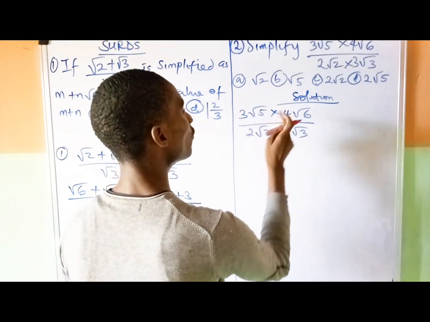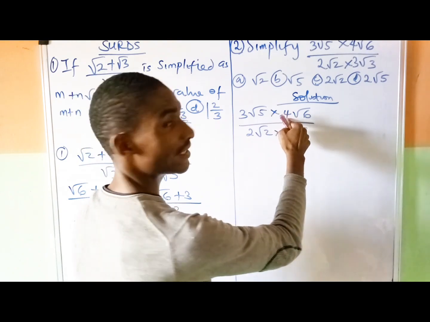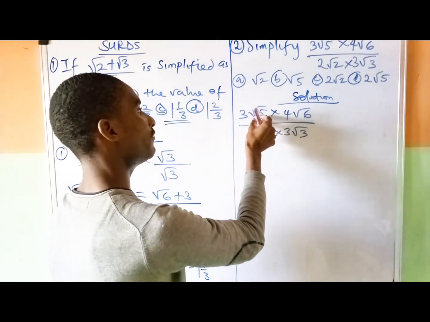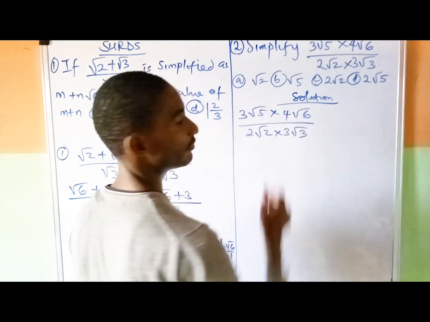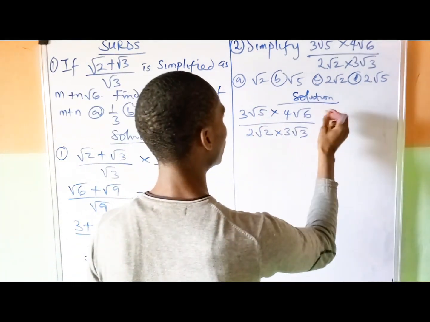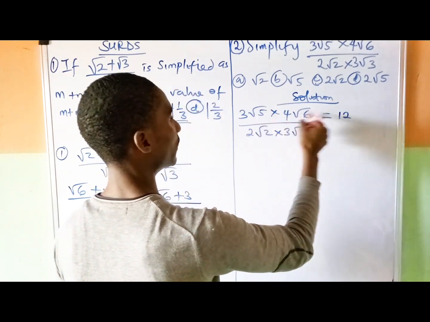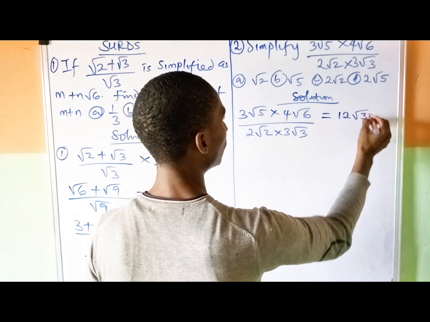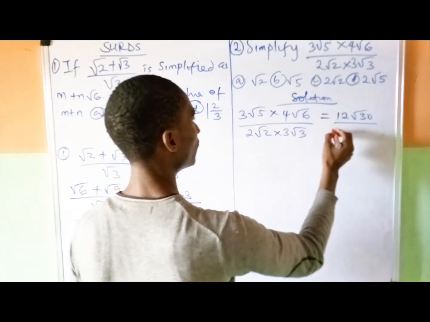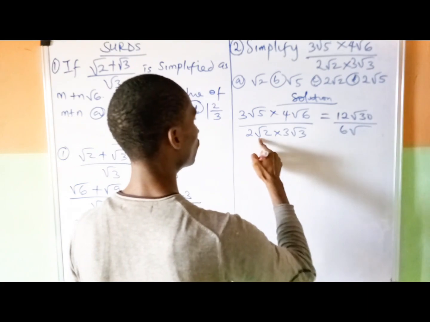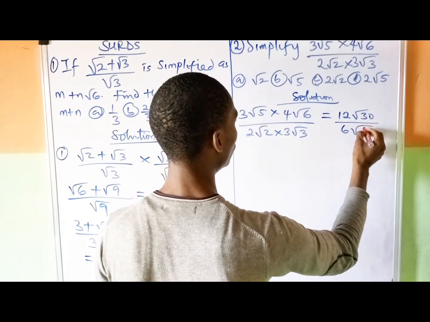The values without the square root, we multiply together. The values with the square root, we multiply together. So if I do that, 3 times 4 gives me 12. Root 5 times root 6 gives me root 30. Divided by 2 times 3, which gives me 6. And then root 2 times root 3 gives you root 6.